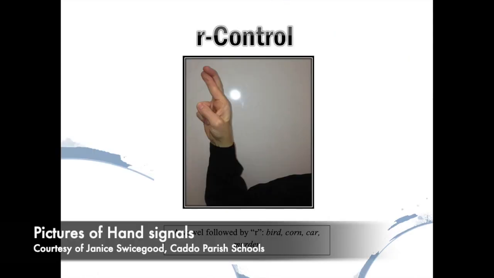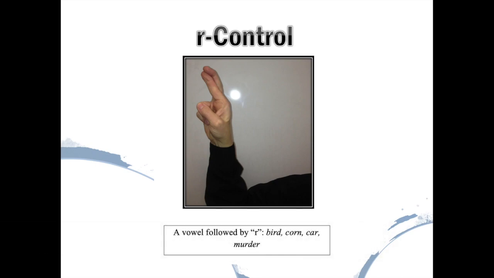Okay, let's move on to the R control. This particular syllable type is characterized by crossing the first 2 fingers. This is a vowel followed by an R, such as in the word bird, corn, car, murder. And you can see there in the word murder that there's actually 2 R control syllables in that particular word.